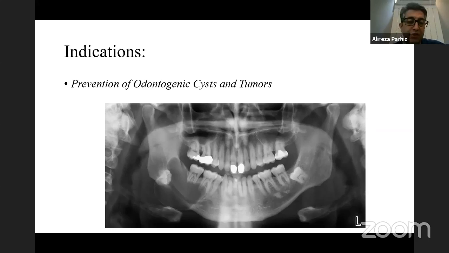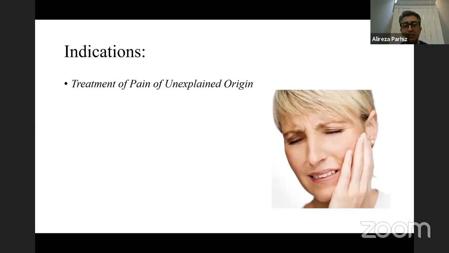Another indication is to prevent odontogenic cysts and tumors. As you see in this patient, we have a very large pathologic lesion around the crown of the third molar on the right side, which is mostly a dentigerous cyst. Sometimes the patient has some pain in the face which is not explained by an origin like the TM joint or the facial muscles. So we prefer to remove the third molar, maybe for reducing the facial pains, but mostly not.